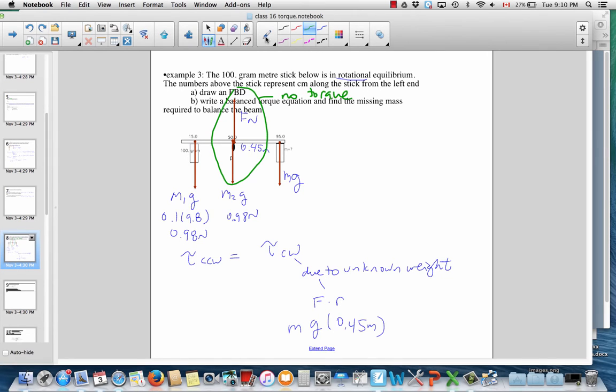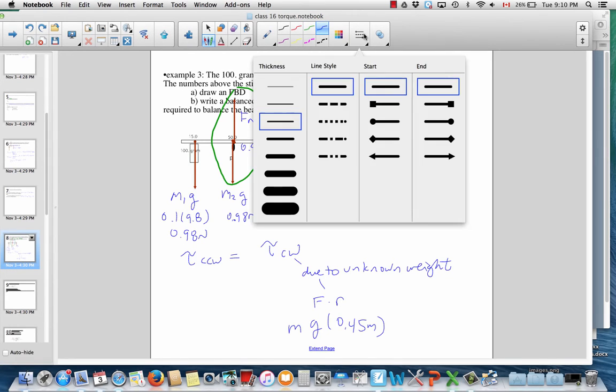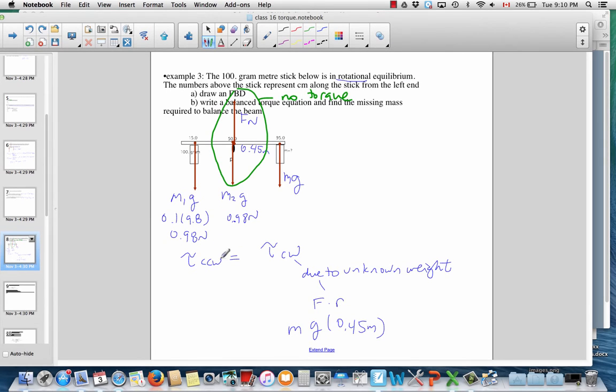as we argued previously. Now, let's consider the anti-clockwise torque. So anti-clockwise torque comes from the 100-gram mass.